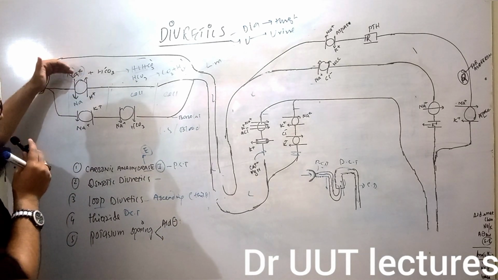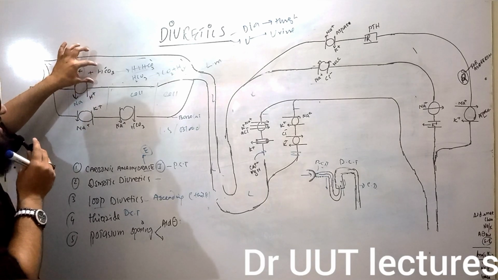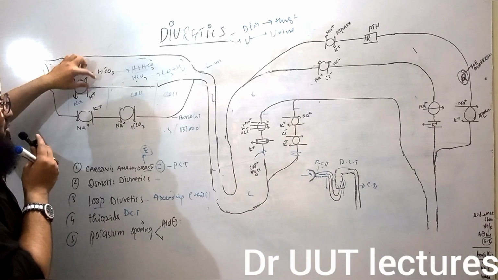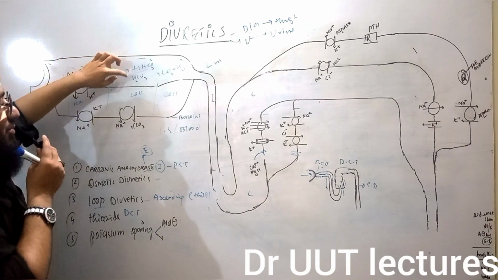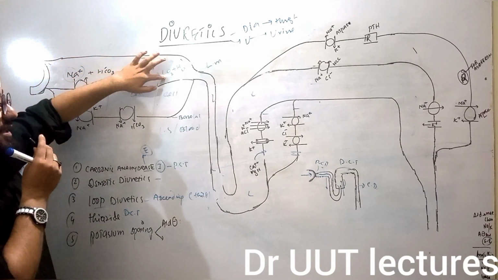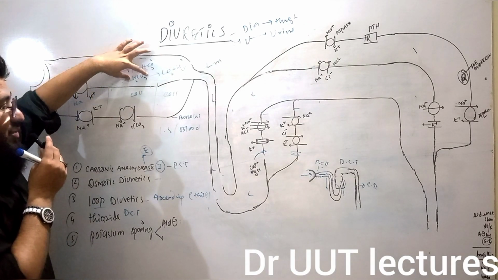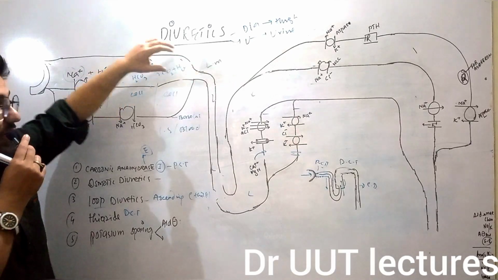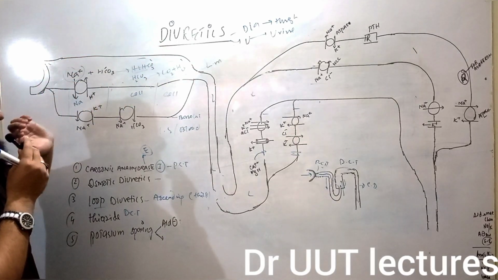So what happened? Sodium moved into the cell, hydrogen moved into the lumen. There, hydrogen and bicarbonate interacted and formed carbonic acid, which is a very weak product. It will break down into carbon dioxide and water. So this is the story till this place.